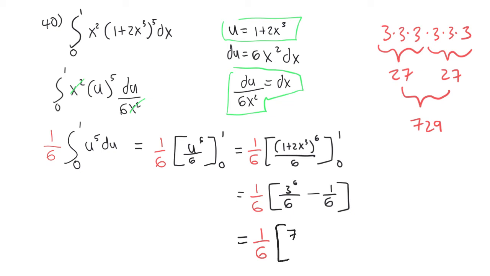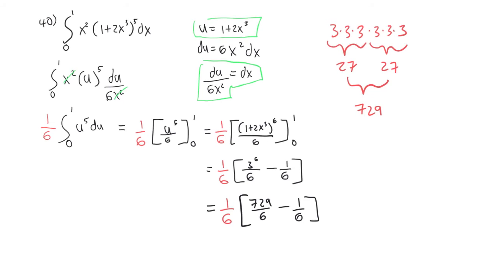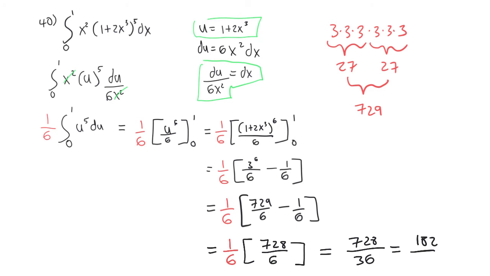So we're going to have 729 over 6 minus 1/6. Now, we already have the common denominator we're looking for, so I say let's take advantage of it and immediately subtract those fractions. So it's going to be 728 over 6. Now, that will be 728 over 36, which reduces to 182 over 9. So that is the answer. Okay, hopefully that makes sense.